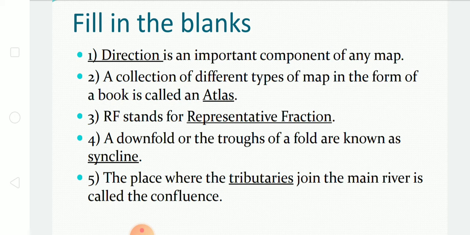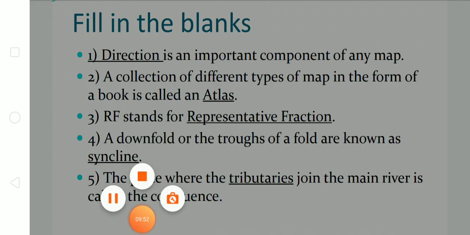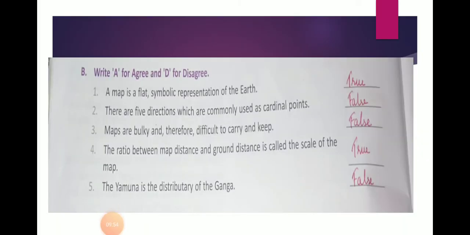Now let's see the true or false questions. Second question, that is, write A for agree and D for disagree. This question we have changed to a true or false question. So instead of writing agree and disagree, you can write true and false. The first question: a map is a flat symbolic representation of the earth. It's true. Second question: there are five directions which are commonly used as cardinal points. It is false. Only four directions are there. So the second answer is false.